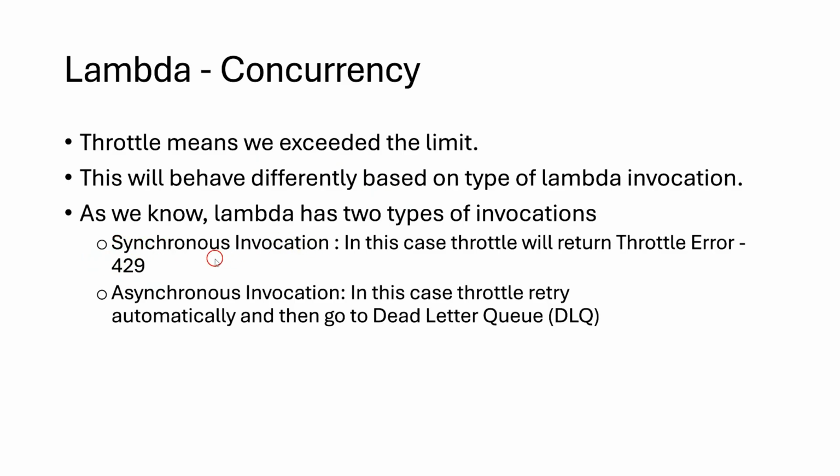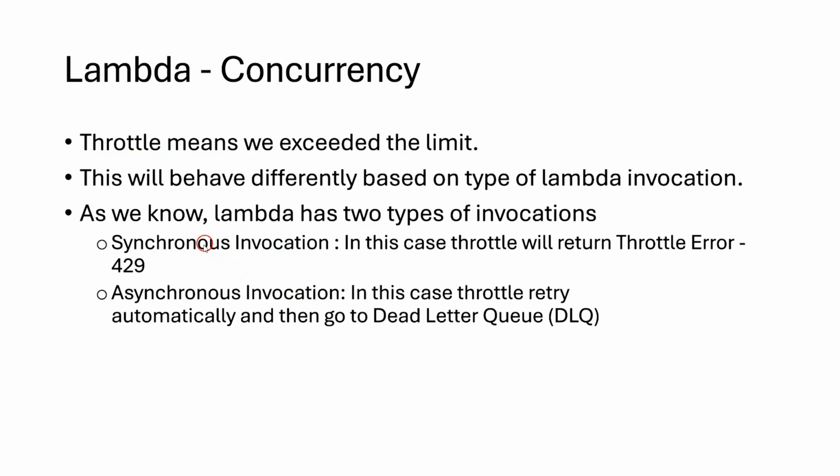With synchronous invocation, if you have a throttle, Lambda will return a throttle error. That is a 429 series error. But with asynchronous invocation, if you get any throttle, Lambda will retry automatically. And if any failures happen, those failed events go to the dead letter queue for further processing. So that is the difference between synchronous and asynchronous invocation with respect to throttles.